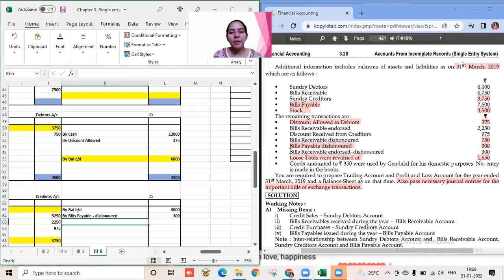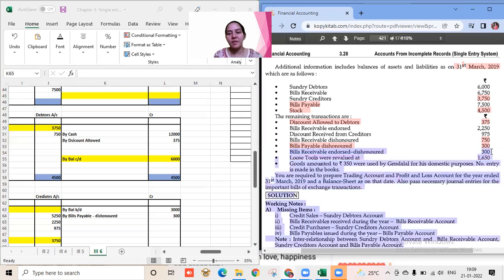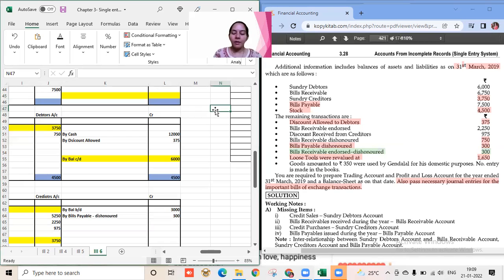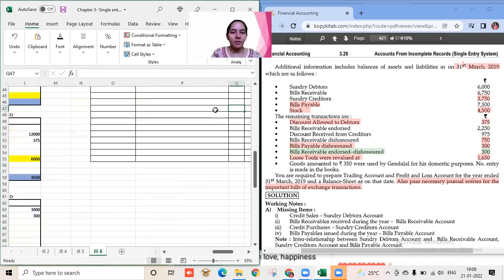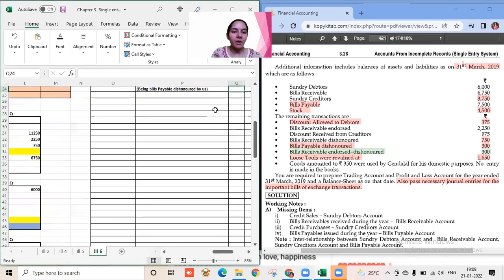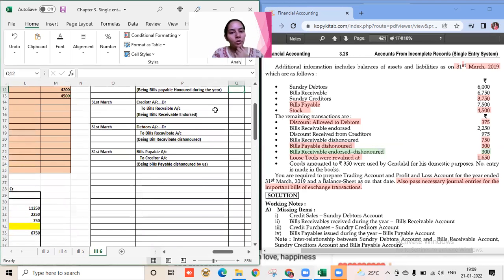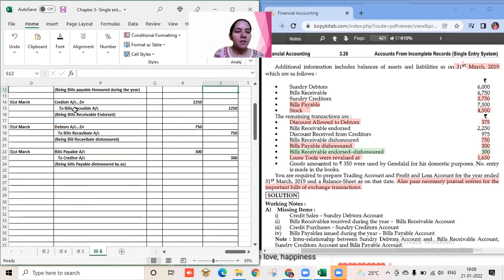Next one, bills receivable which were endorsed got dishonor of rupees 300 again. So bills receivable which were endorsed. Now look into the entry of the endorsement. When we gave the bill to our creditor, assuming he will go to the debtors and ask him for the money. So when we gave the bill to the creditor, what is the entry we passed? Creditor account debit to bills receivable.